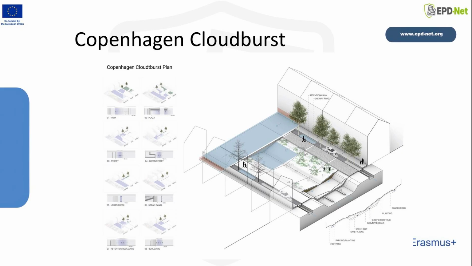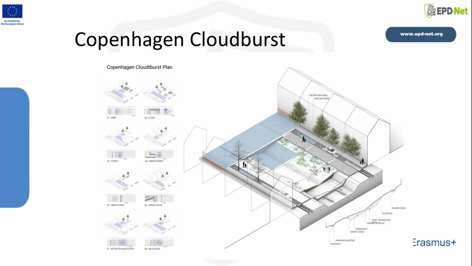In this approach, water is not treated as an invisible underground infrastructure element, but rather as an integral component of urban space. The visuals present solutions developed for different urban topologies, including parks, plazas, streets, green streets, urban creeks, and retention boulevards. Under normal conditions, these spaces function as public amenity areas, while during extreme rainfall events they transform into temporary water retention and conveyance areas.